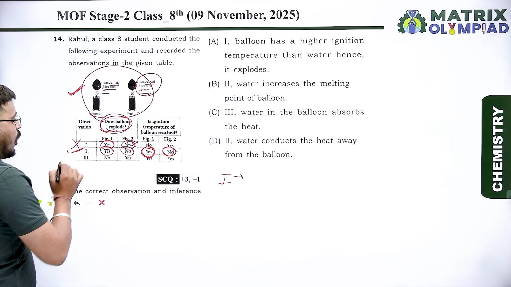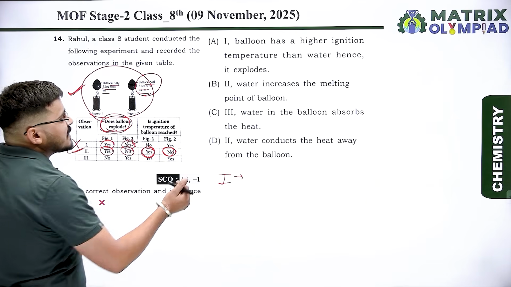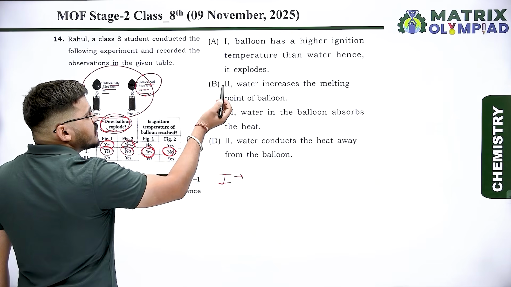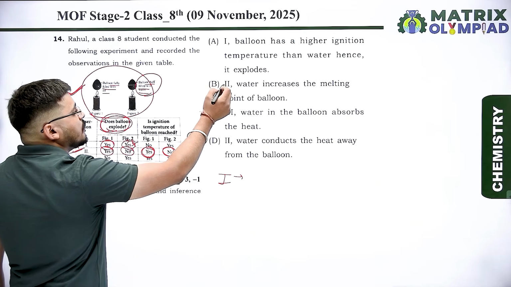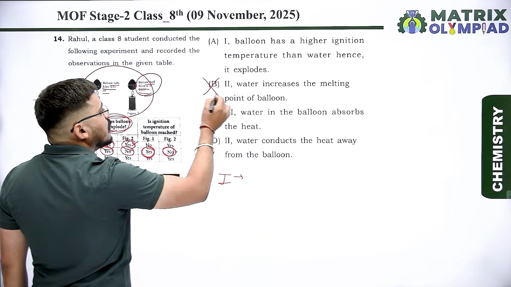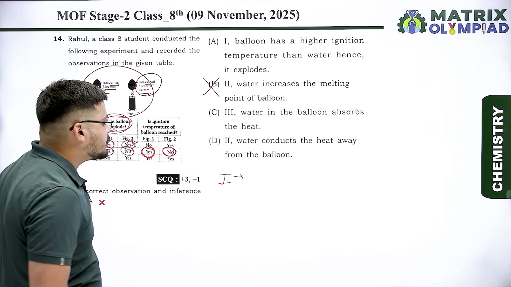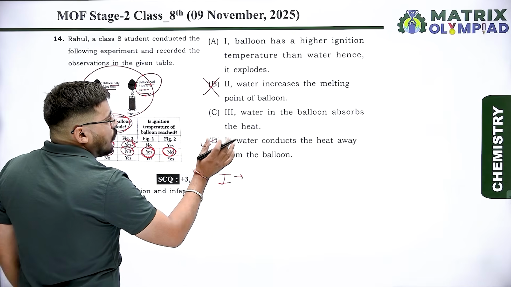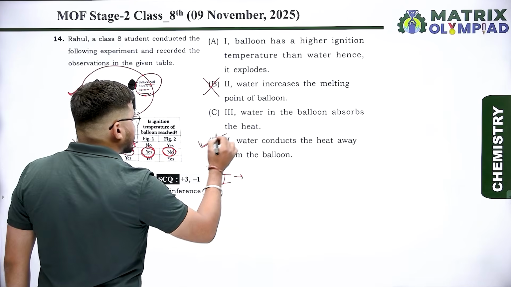Our second observation is correct. So let's check which option is correct. We can see in options B and D, observation 2 is given. Let's check option B first. Water increases the melting point of the balloon. No, there is no concept of melting point. In option D, water conducts the heat away from the balloon. Yes, this option D is correct.